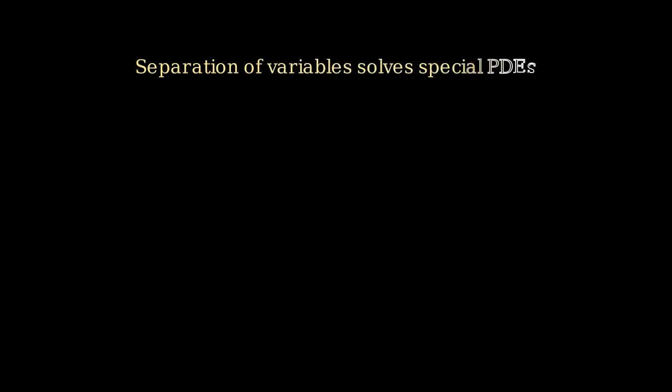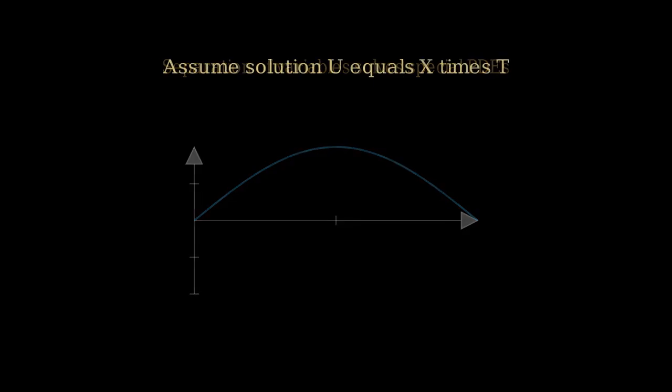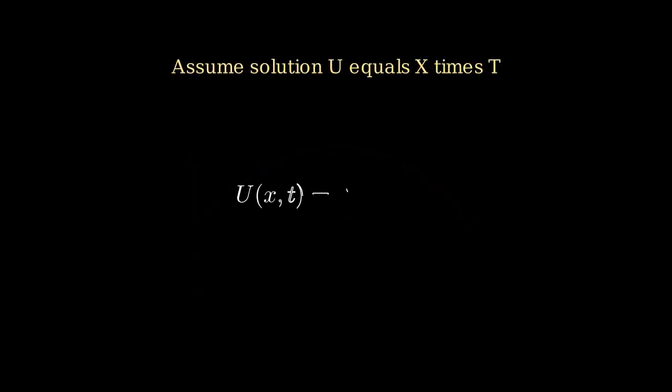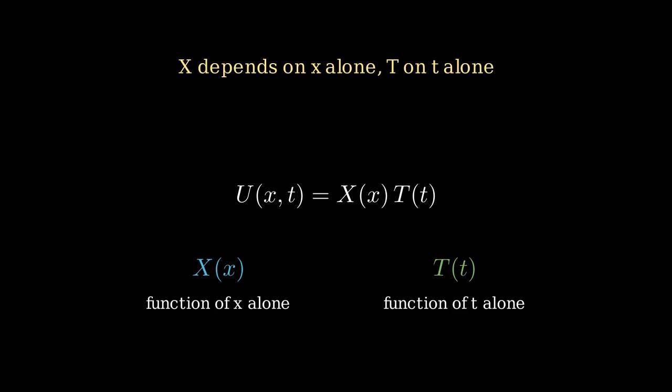Today we are looking at separation of variables, a method used to solve certain partial differential equations. We begin by assuming the solution has a special form. We write u of x and t equals X of x times T of t. Here, X of x is a function of x alone, and T of t is a function of t alone. This assumption lets us split the problem into two simpler pieces.